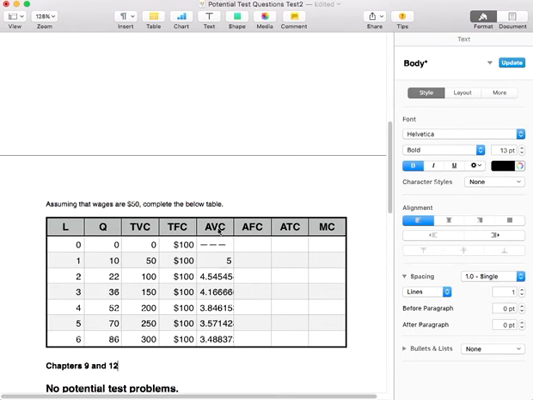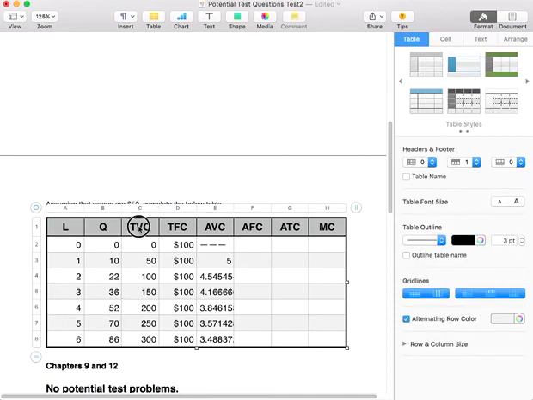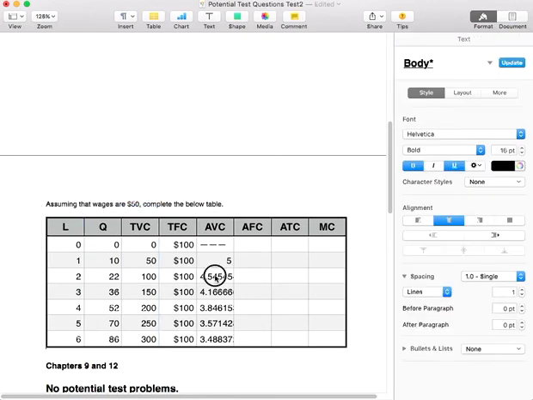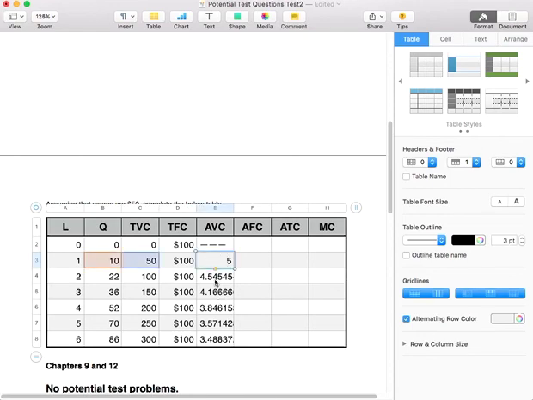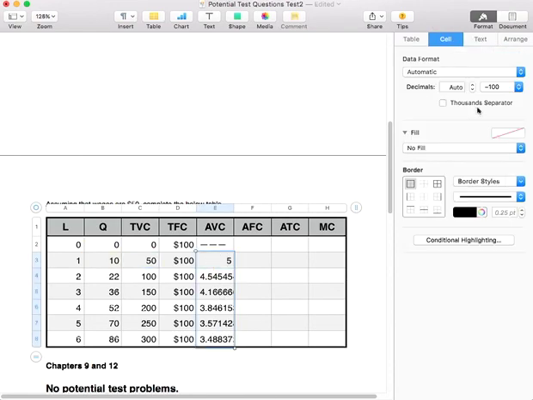So remember that your average variable cost is just your total variable cost column divided by Q. So it's this column here, this column divided by that column. So total variable cost divided by Q. For our purposes, for the course, I think as long as you go to 2 decimal places, I'll pick 2 decimal places here, that'll be perfectly fine.